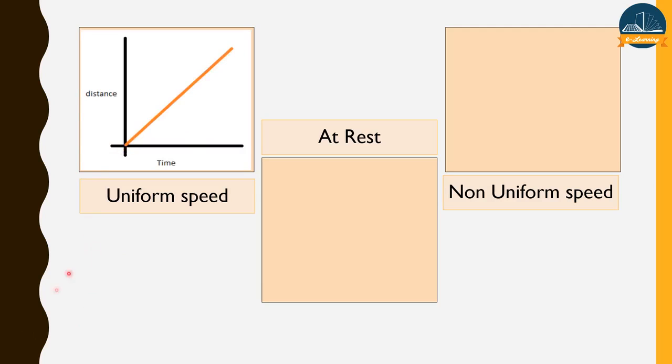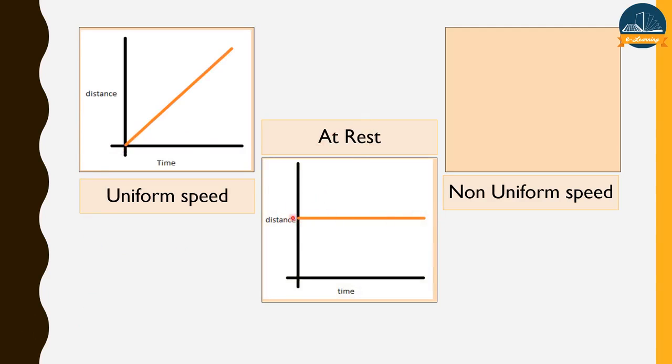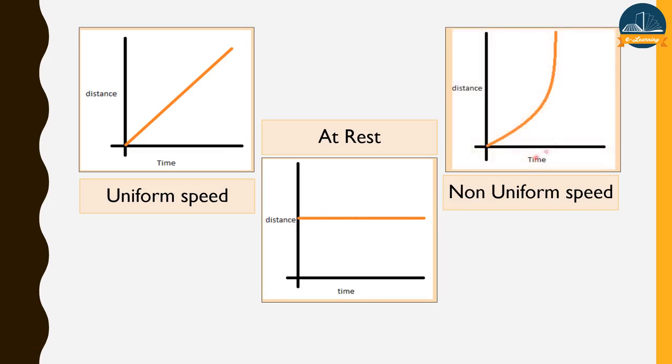And if the vehicle is at rest, we'll get a graph with a straight line this way. And if the vehicle is moving in non-uniform motion, it means the speed keeps on changing, then the line we get on the graph will be a curved line like this. Using the same data, you can make a bar graph and a pie chart also.